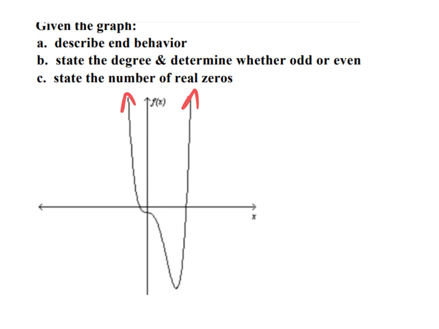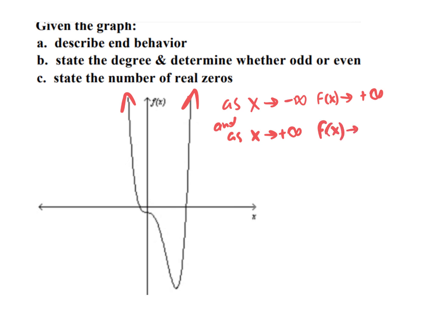And A is end behavior, so we're going to say as x approaches -infinity, your f of x, your y values are approaching, so think about that. As you go to the left, where are you going? You're going up forever, so you're going to positive infinity. And as x approaches positive infinity, that means as you look to the right, as you go to the right, you're going up also. So your f of x values also go to positive infinity. Okay, that's A. This is the answer for A so far.